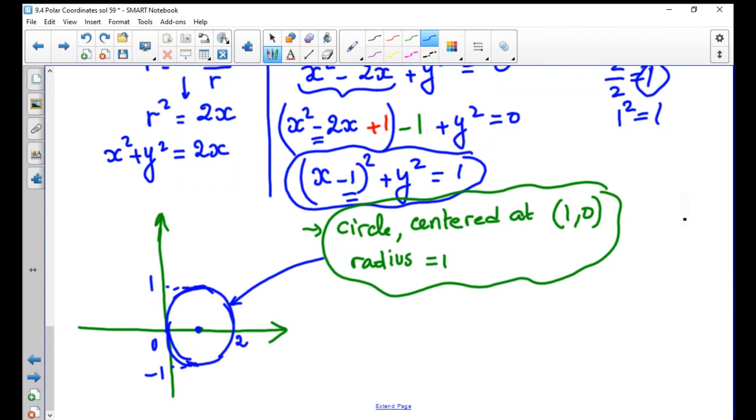Is that okay? Yeah? So that's basically this section on graphing and polar coordinates.